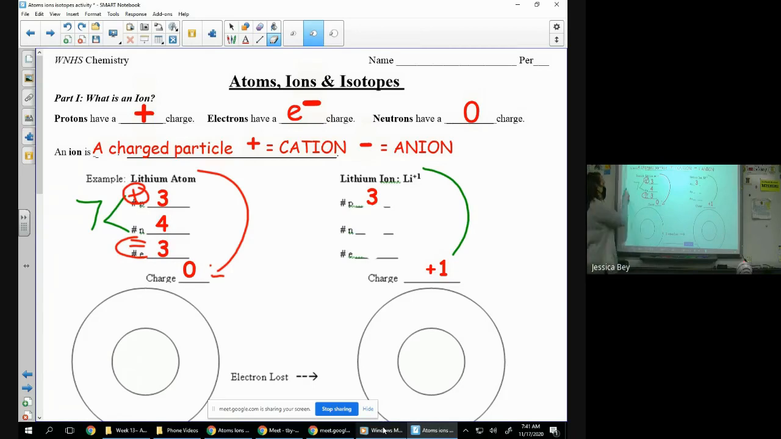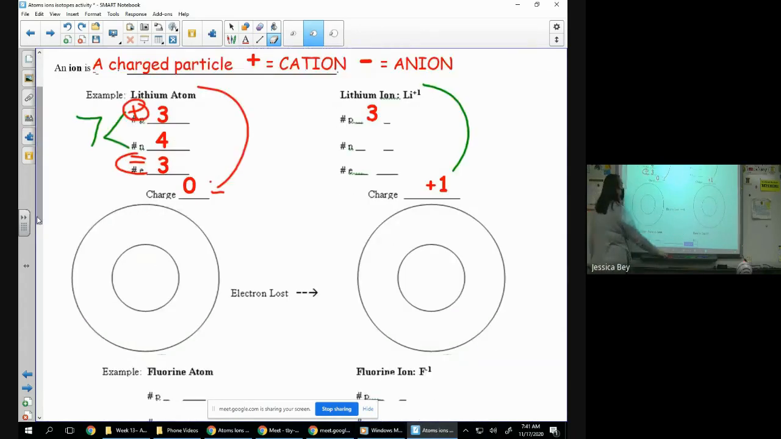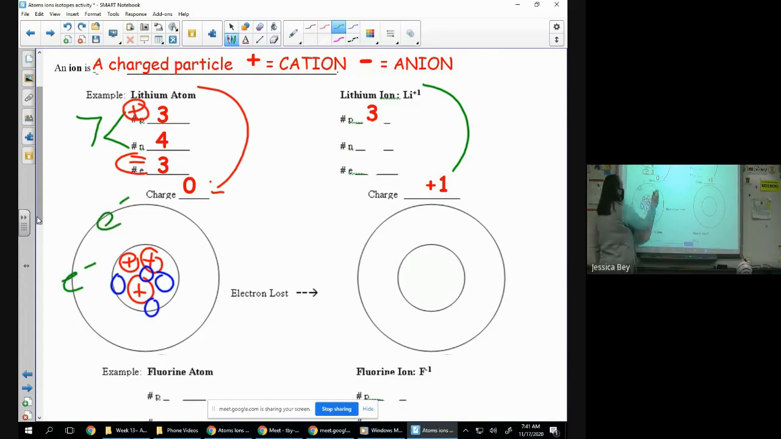Easy. Let's draw it. Here's your nucleus. I'm going to do 3 protons: 1, 2, 3 protons. 1, 2, 3, 4 neutrons. And then we have 3 electrons: 1, 2, 3 electrons. That is what a lithium atom with a mass of 7 would look like.